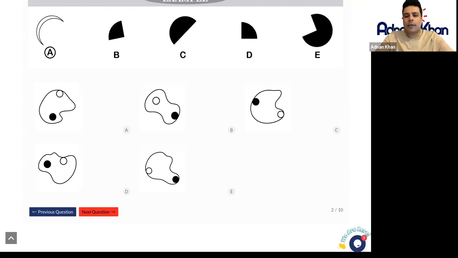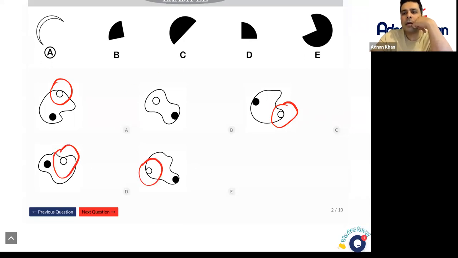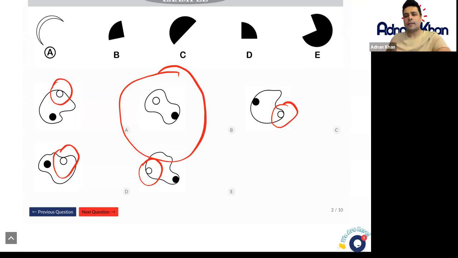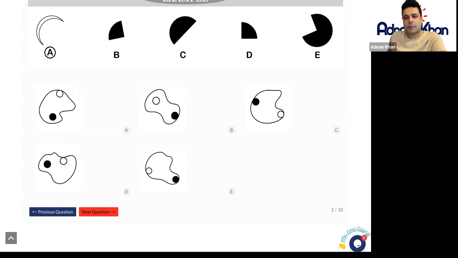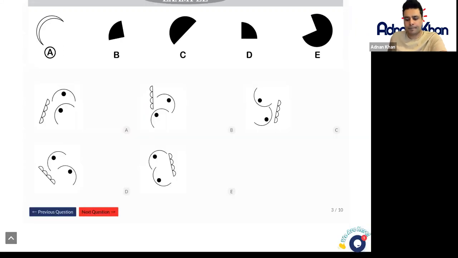If you look at all the figures in these questions, A, B, C, D, and E, the white circle is touching the sides. Can you see the white circle touching the side? But here, the white circle is not touching the side. Okay? So in this case, we're going to go for B as our option.